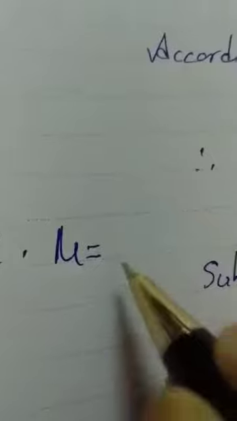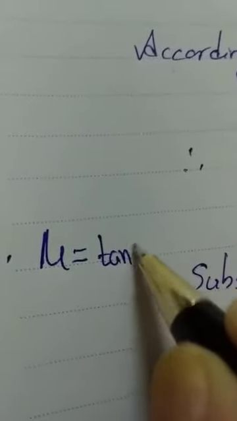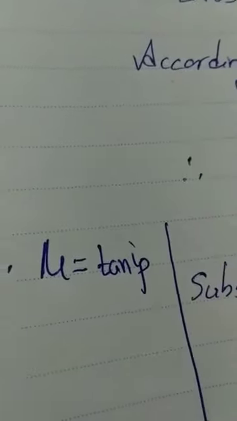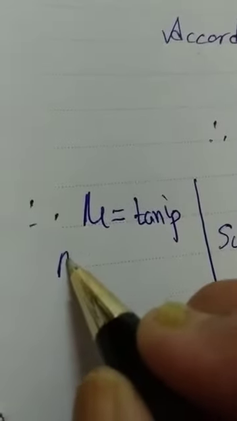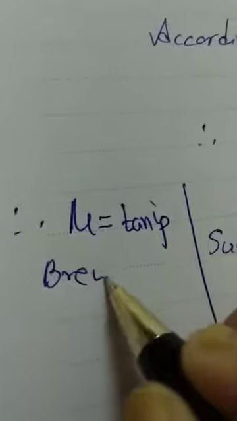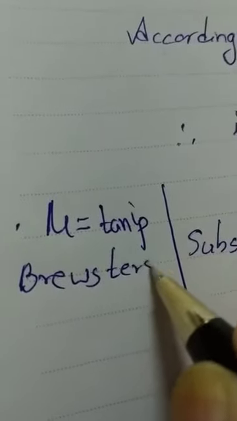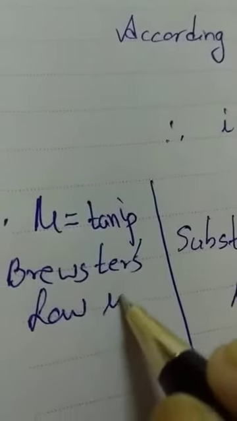Therefore, mu is equal to tan of IP. Hence, we prove Brewster's law. Brewster's law is proved.